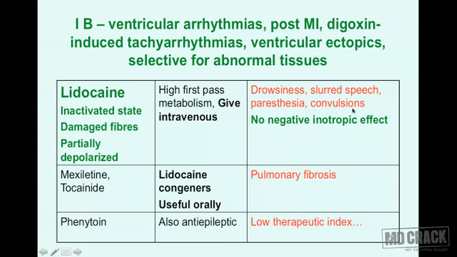Now I said lidocaine has to be given intravenously. We have the congeners of lidocaine, mexiletine and tocainide. These can be used by oral route of administration, and their adverse effect is pulmonary fibrosis. We have another agent in this group, and that's phenytoin.